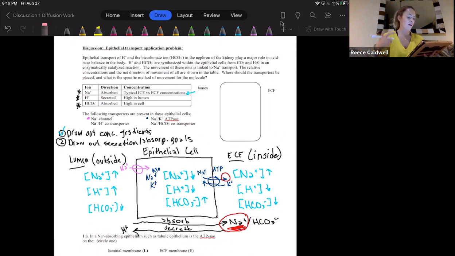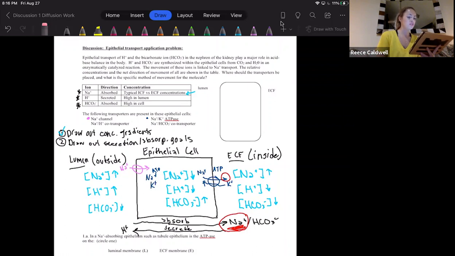So we can see that we have two different forms of co-transporters here. And I will tell you that co-transporter is a general term describing either a symport or an antiport. A symport means that those two molecules will be moving in the same direction, and an antiport means they're going to be moving in opposite directions. So we can begin either with the sodium hydrogen co-transporter or the sodium bicarbonate co-transporter.